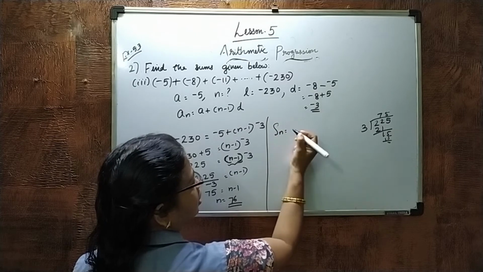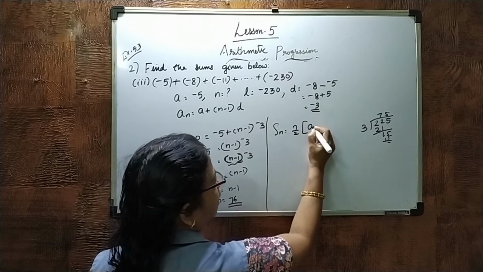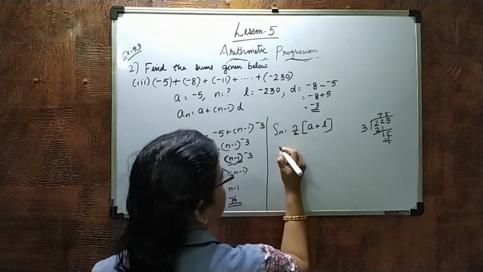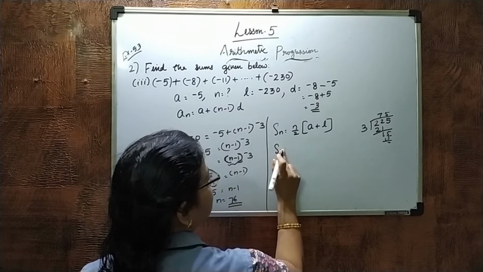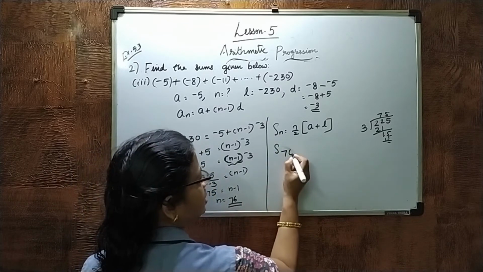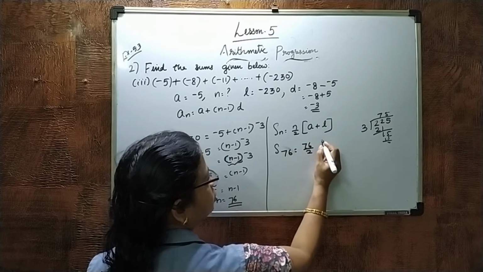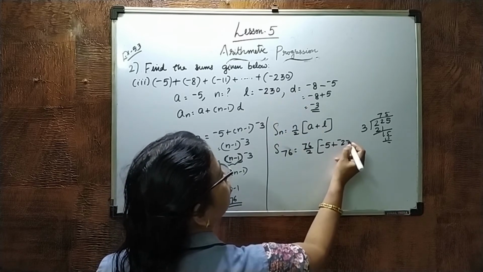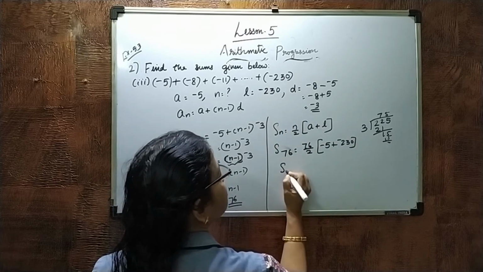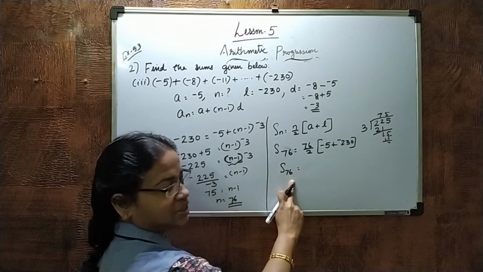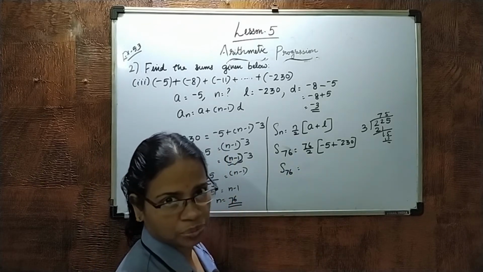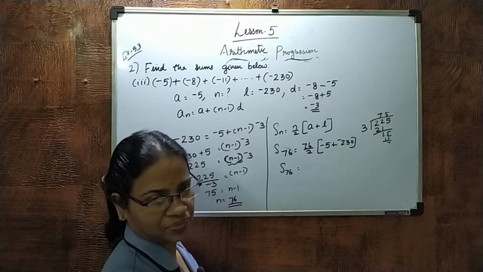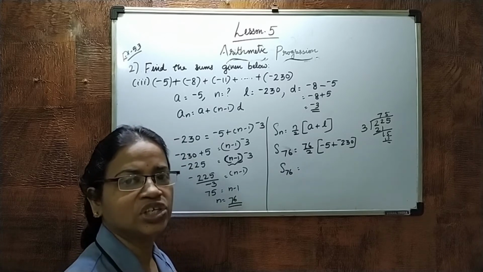So Sn is equal to n by 2 into a plus l, where l is the last term. So Sn means the number of terms you got now. S76 is equal to 76 by 2 into a is negative 5, l is negative 230. So S76, the sum of 76 terms, is equal to 76 divided by 2. I told you, 35 into 2 is what? It is 70. Right? So 36 into 2 is what?